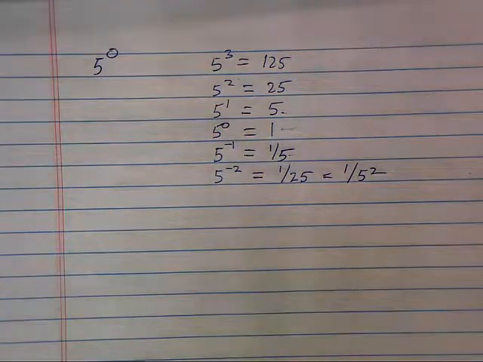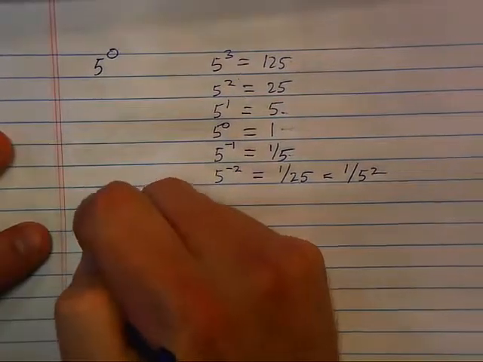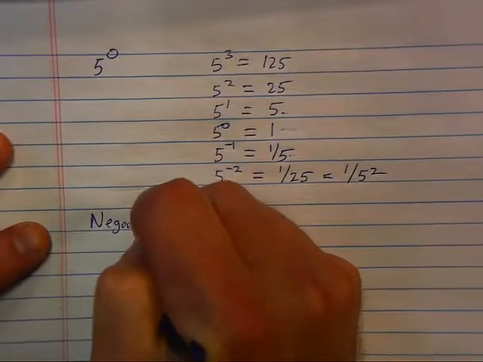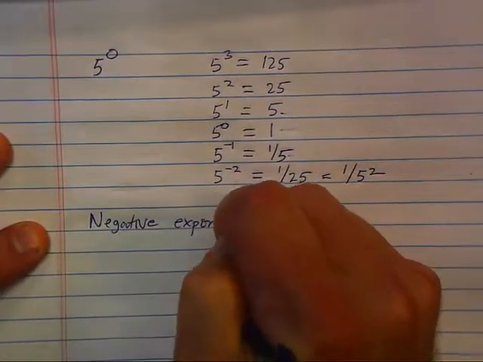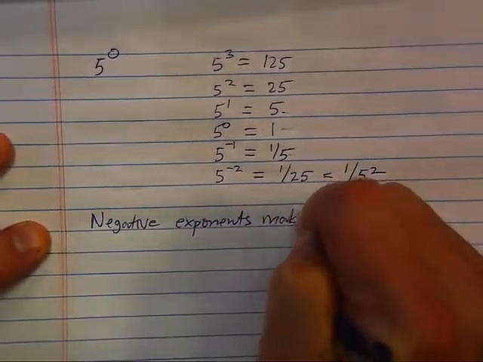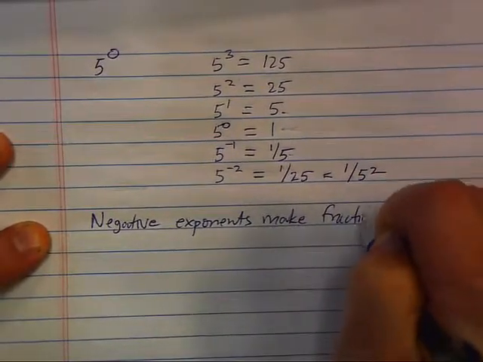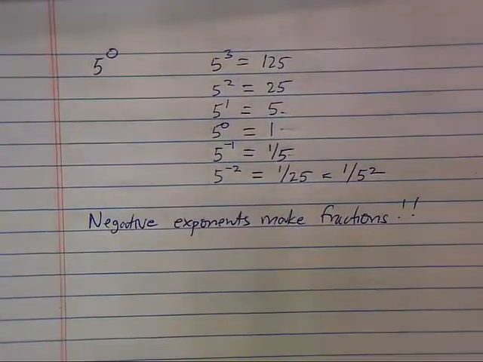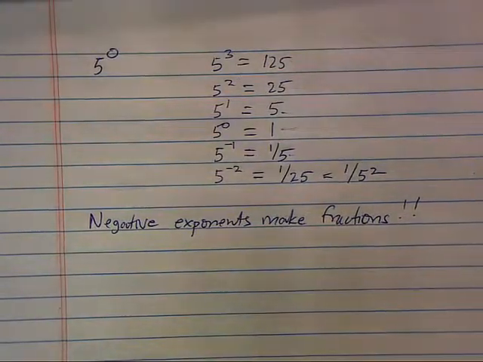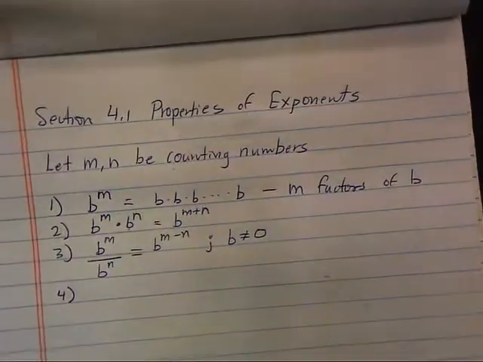So what's happening with negative exponents? They turn into fractions. That's correct. So somebody, when I first wrote 5 to the negative 1, somebody said negative 5. That's not correct. Negative exponents do not give negative numbers. Negative exponents give fractions. Negative exponents make fractions. All right, so going back to our list of rules here.